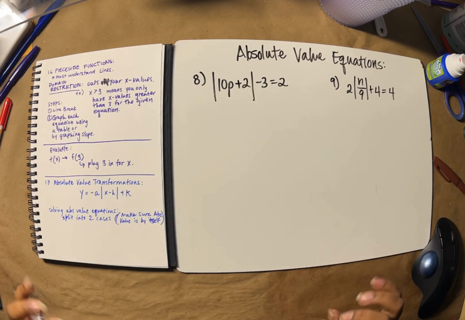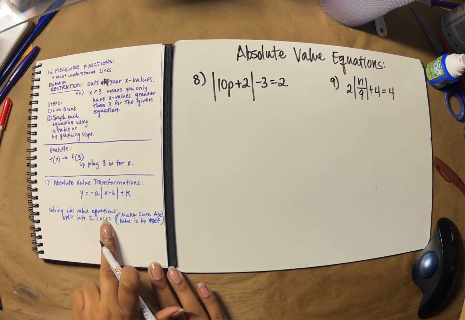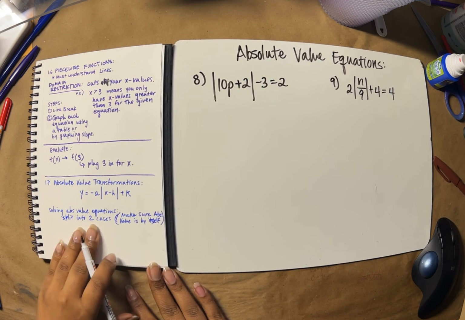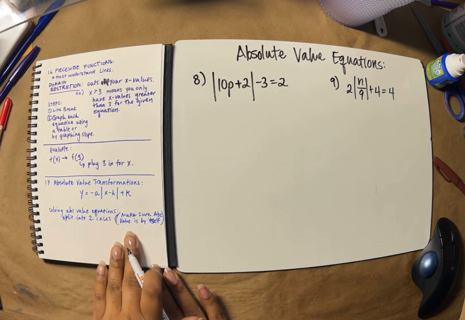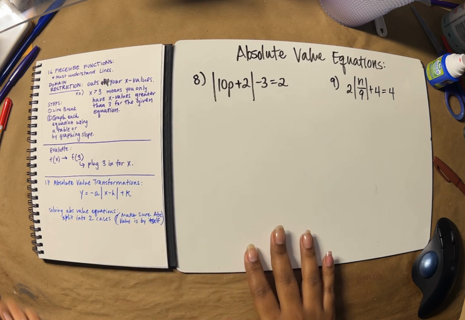We're talking about absolute value equations now. This is from number 8 and 9 from our study guide. To solve absolute value equations, all we're doing is splitting them into two cases, as long as the absolute value itself is by itself. Make sure the absolute value itself is by itself.